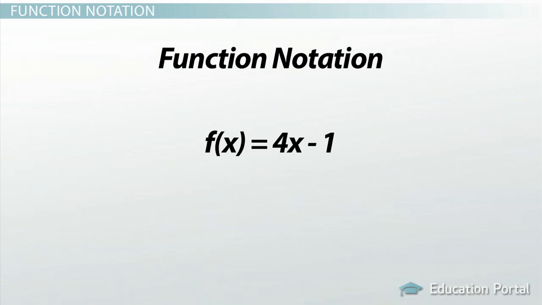This notation now gives this function a name, f, and allows us to substitute anything we want into it. Instead of f of x, what if it was f of w? That means f of w is just 4w minus 1. We don't have to use symbols either. How about f of 6? Now we just put a 6 in that spot. 4 times 6 minus 1 is 23.